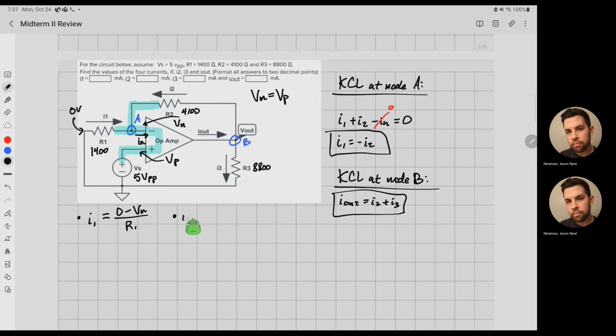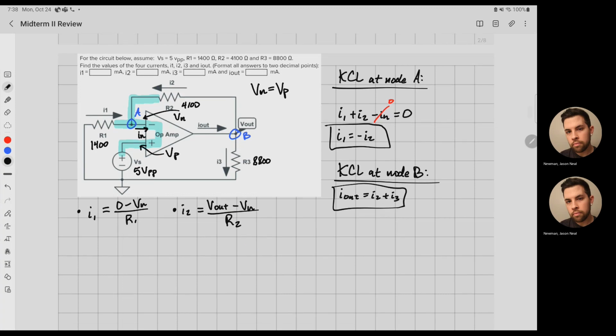And now we want to find I2. So let's look at I2. Here's I2. We want to find the Ohm's law equivalent of this current at I2. So we have a V out on this side, and then we have 5 volts or a Vn on this side. So we could say V out minus Vn over R2.